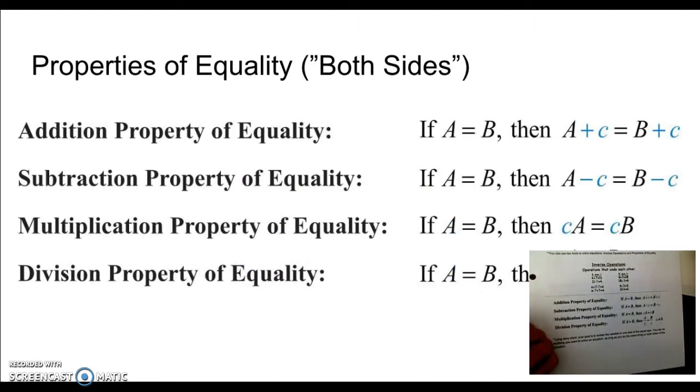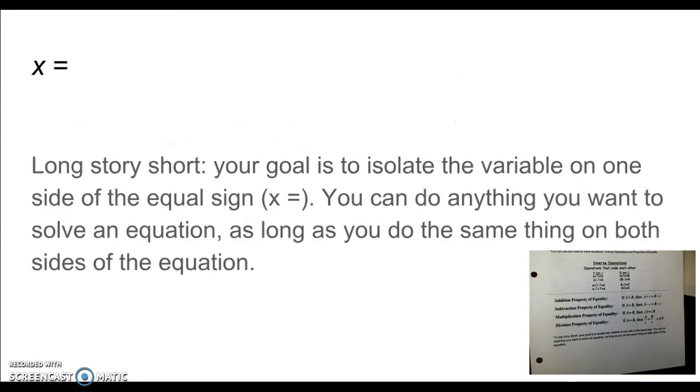Our other tool are what are known as the properties of equality. There are 4 of them: the addition property of equality, subtraction property of equality, multiplication property of equality, and the division property of equality. And they all basically say the same thing. If you start with an equal expression, a = b, and you do the exact same thing to both sides, for instance, add c to both sides, then you still have a balanced equation. a + c is equal to b + c. Similarly, if we subtract c from both sides, that's the subtraction property of equality. Or if we multiply both sides by the same thing, that's the multiplication property of equality. The division property of equality holds if we divide both sides by the same thing.